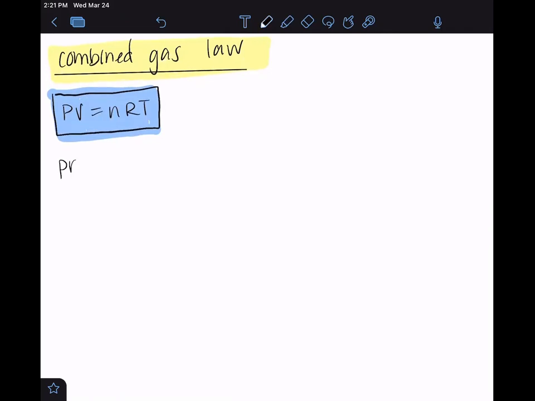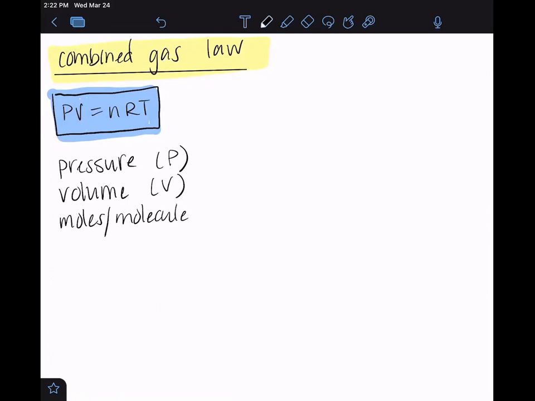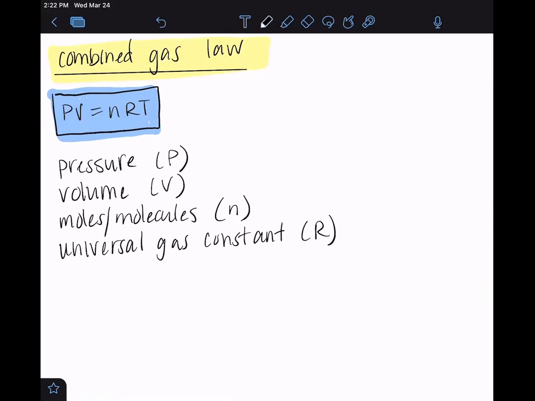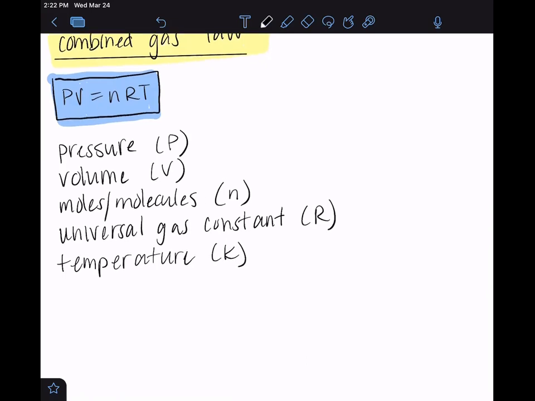So what we're relating is pressure, which is P; volume, V; moles, I can also say molecules, which is n; then we have something called the universal gas constant, which is R; and then temperature, which is K. A few things that you need to know.